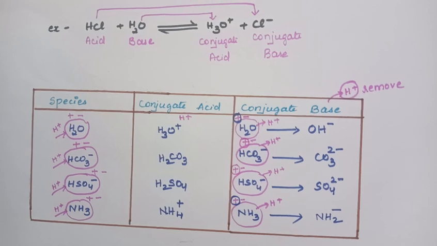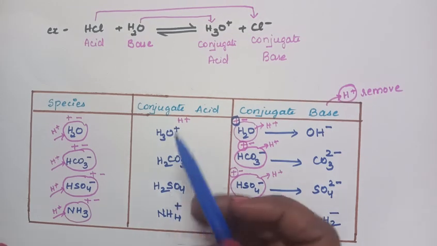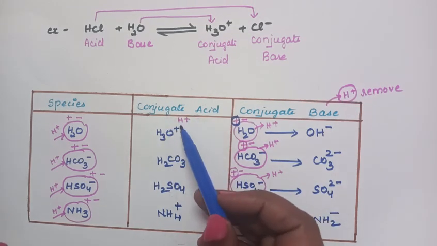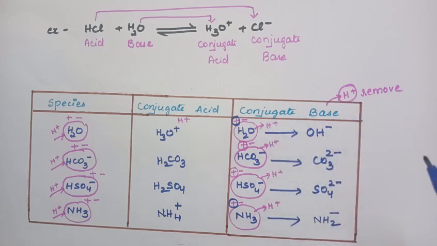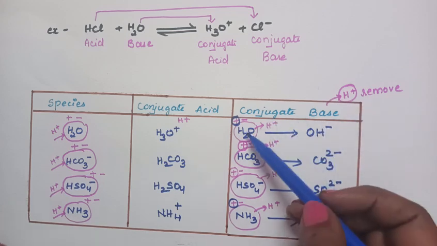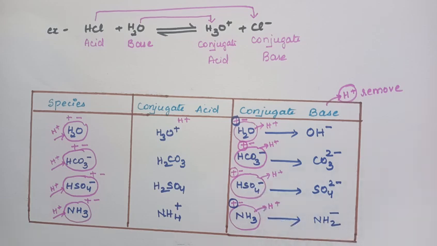So for whichever species is given, if you want to find the conjugate acid, you have to add H plus. If you want to find the conjugate base, remove H plus. And I have shown you how to find the signs. By this method, it is very easy for you to find the conjugate acid and conjugate base for any given species.